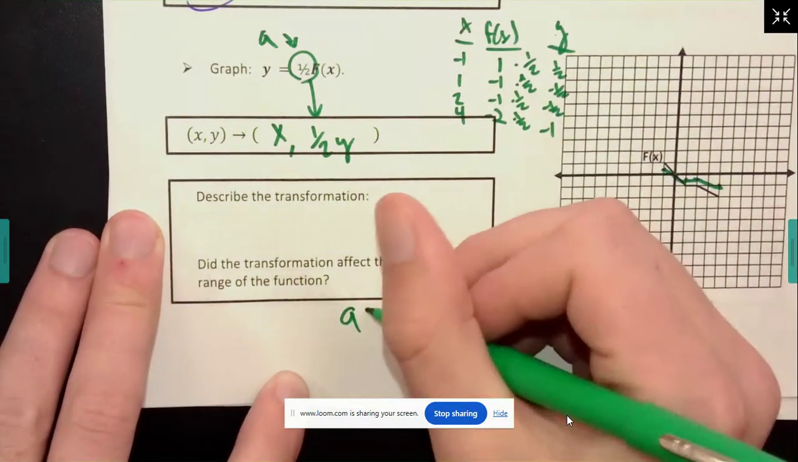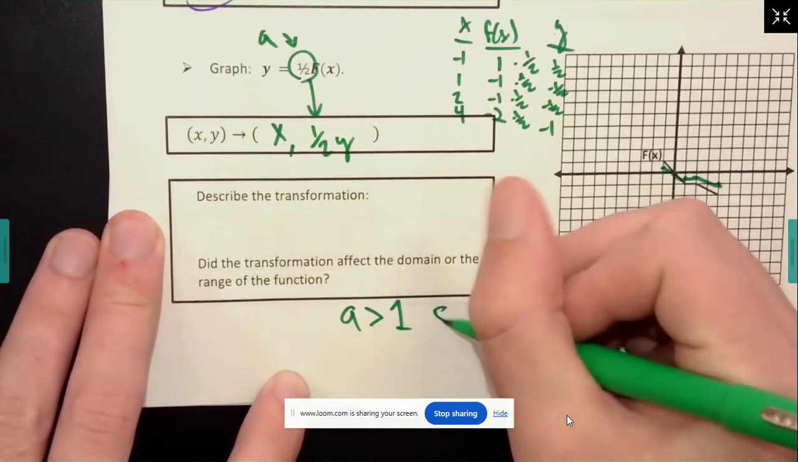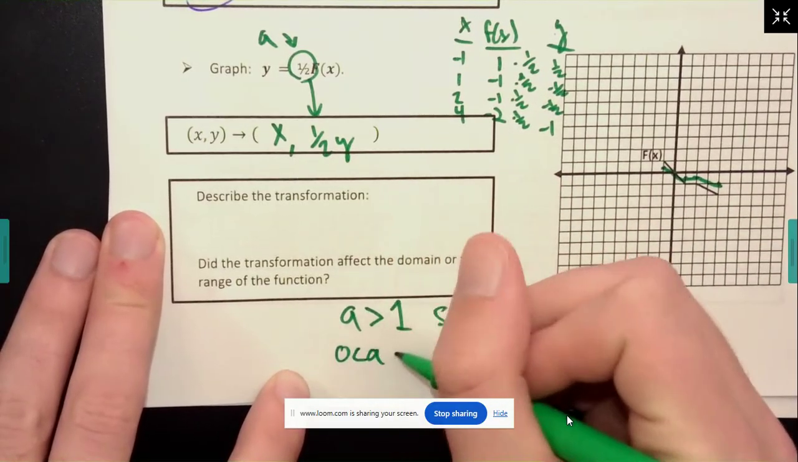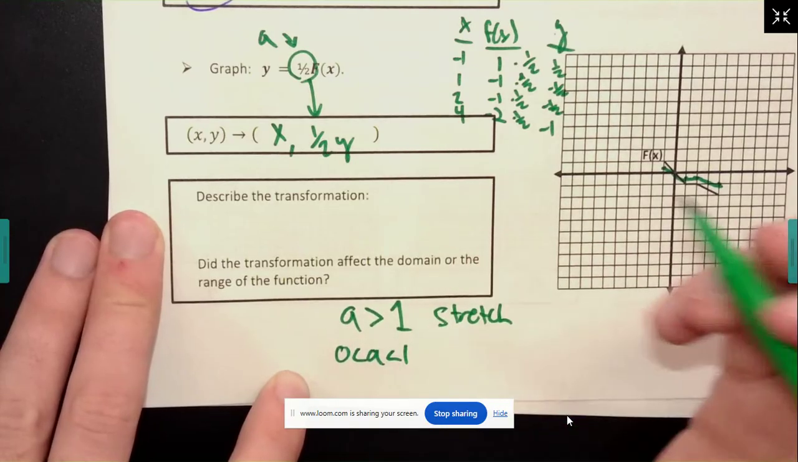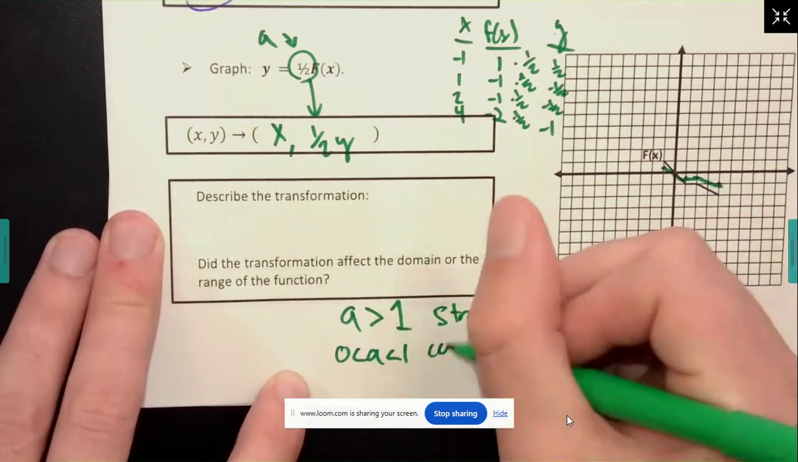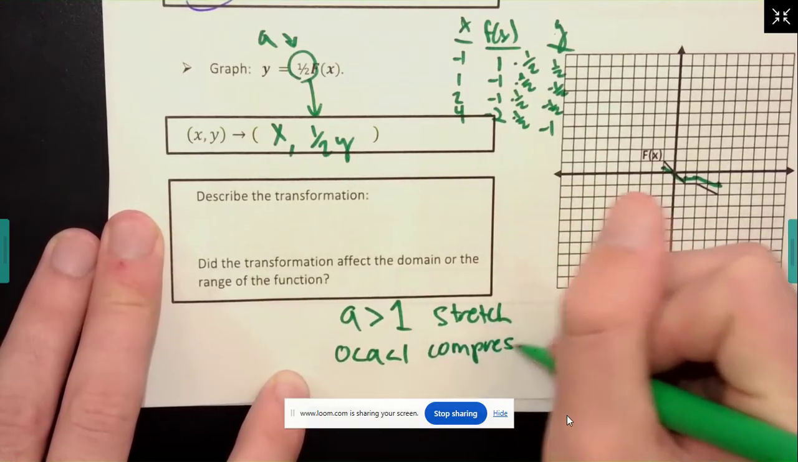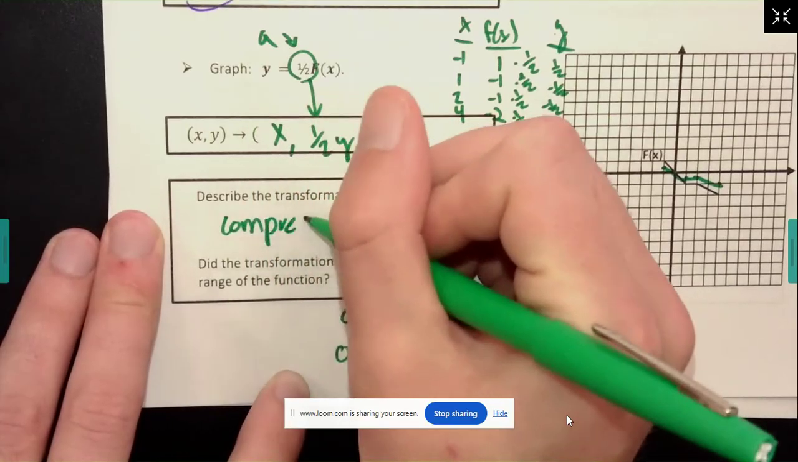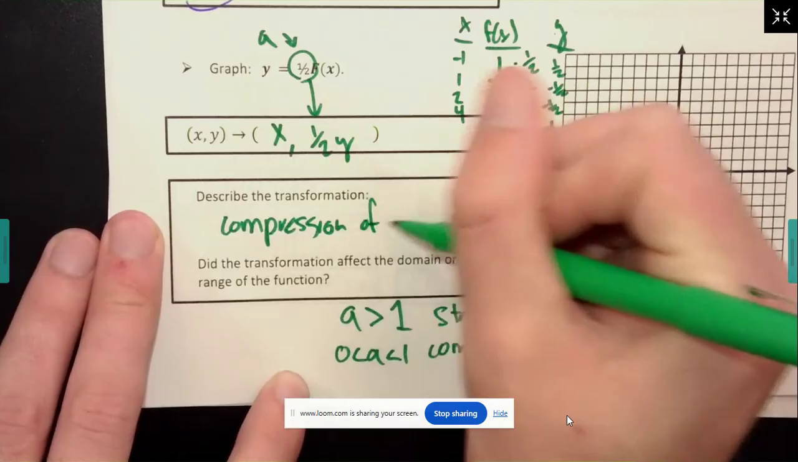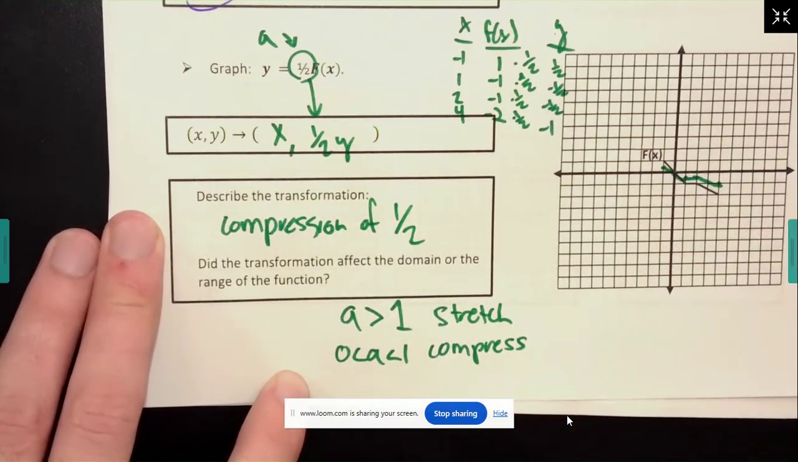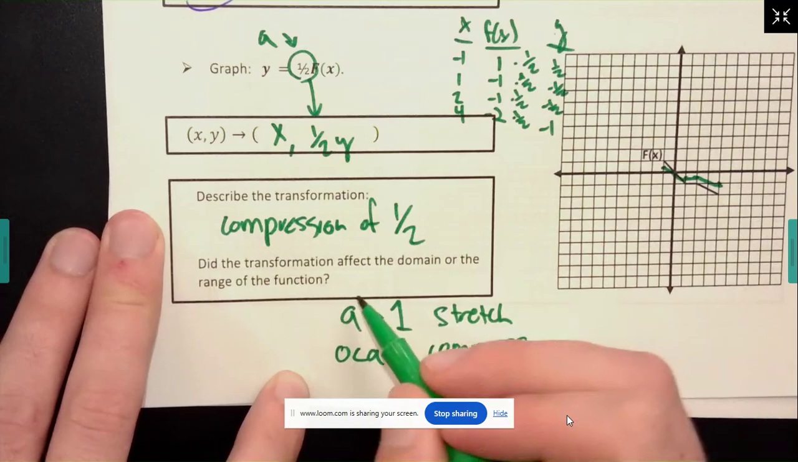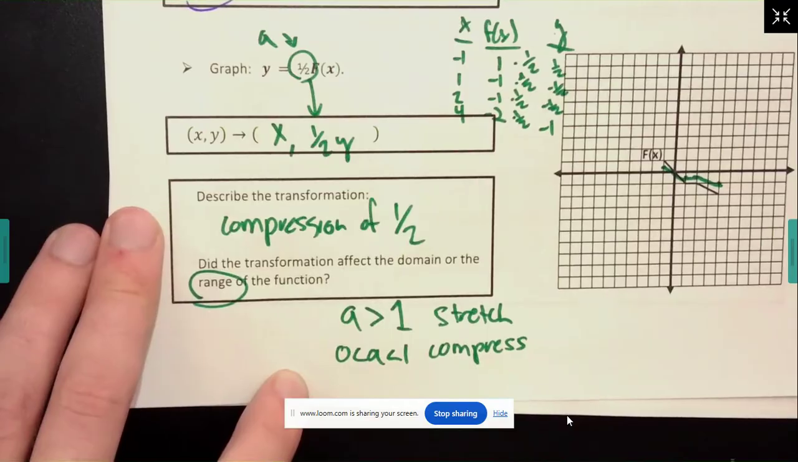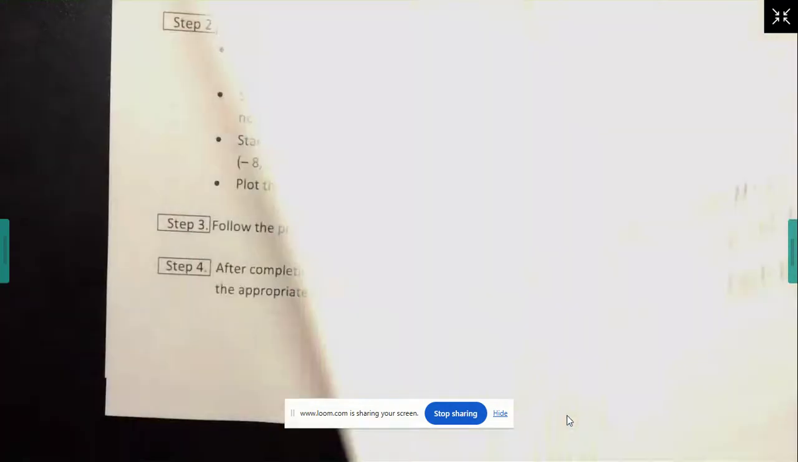Well, if a is bigger than 1, we'll stretch. We'll call it a stretch. If a is between 1 and 0, so 1/2, 1/16, I will compress. So how do I describe this? Compression of 1/2. And did it affect the domain or the range? Well, since we're talking up and down movement, it's going to be the range again. Okay? All right. Let's go here.